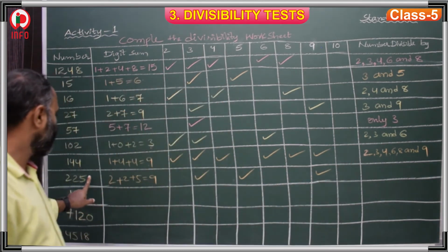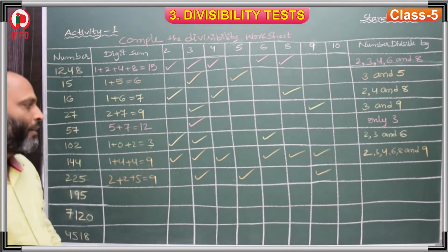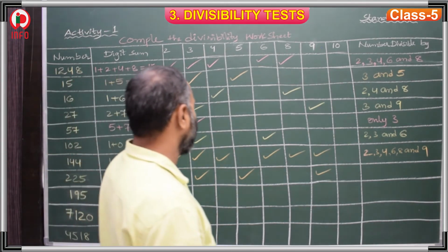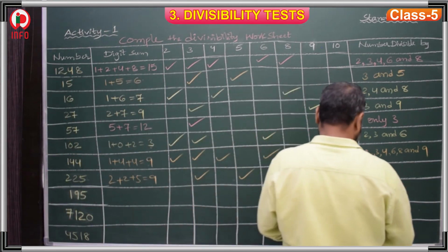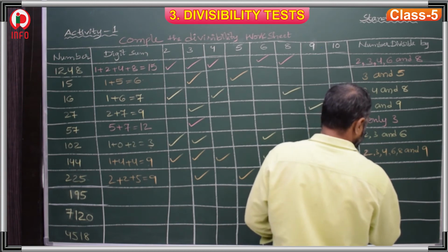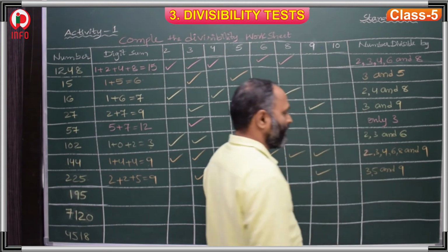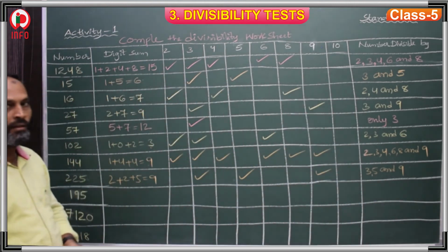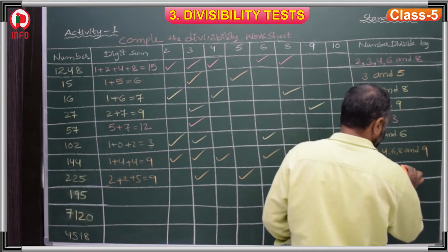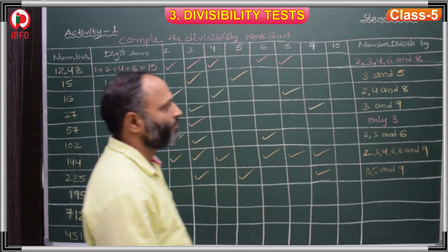Then 9, the sum of the digits is 9, so it divides by 9. For 10, the last digit is not 0, so it won't. Only how many tables? 3, 5 and 9. It divides by 3, 5 and 9.